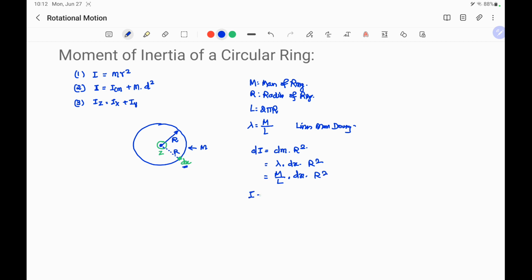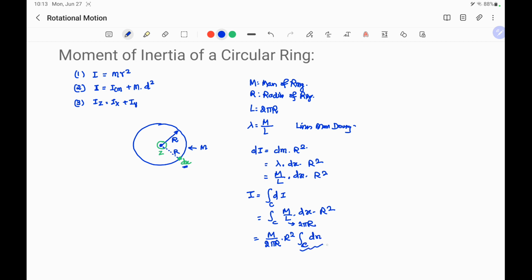So to find the total moment of inertia about the z axis, which is perpendicular to the plane and passing through the center, it will be the integral of dI over the whole closed loop. So it will be equal to m by L into dx into r square. m is constant. This L is the circumference, that is 2 pi r, so we can write it as 2 pi r into r square. These are constant terms, so taken out of the integral, and the remaining is dx over the whole closed loop.